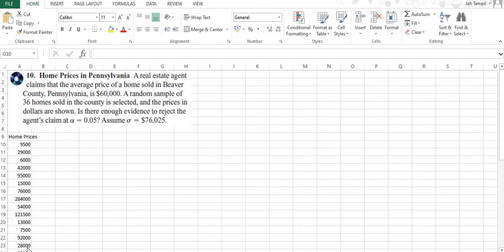We assume that the sigma or standard deviation is $76,025. So pause the video and try to conduct the one population z-test on the problem.